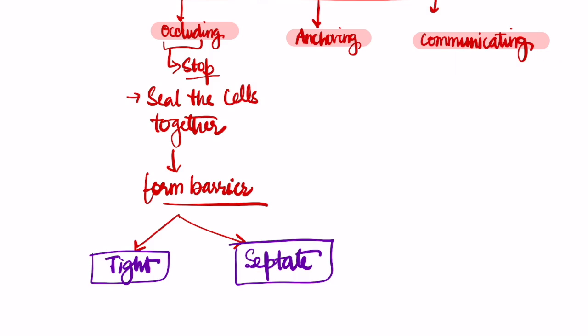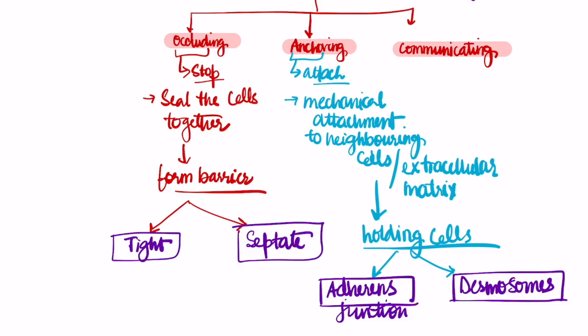So when we talk about the occluding type, that indicates stop. Occlude means to stop. That means it is forming a barrier and therefore sealing the cells together. Hence, there are no gaps and a barrier is formed. It is further divided into tight and septate junctions.